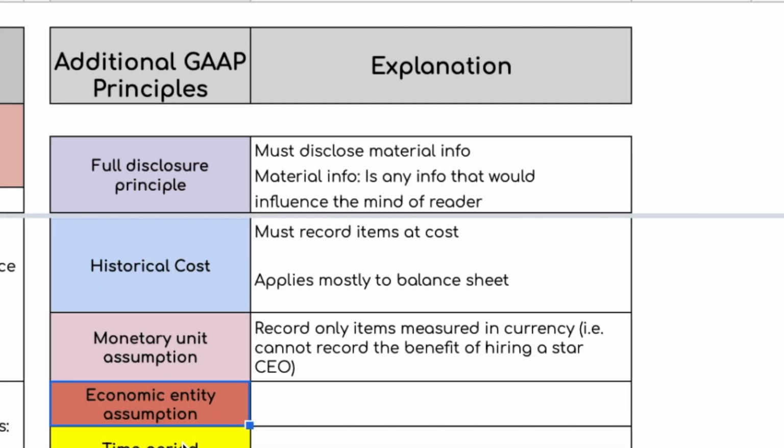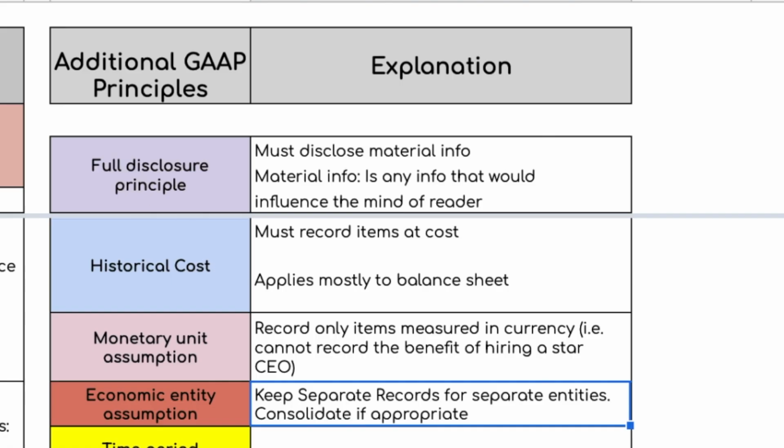The next principle is the economic entity assumption, and this is just fancy language for saying that you need to be keeping separate records for separate entities, right? So if you have a couple of different companies, you need to be keeping their records separately from each other. And if there is enough ownership, obviously you can consolidate the books and records in a separate consolidation, but you need to be keeping separate records for these companies so you can track each of their performance separately.